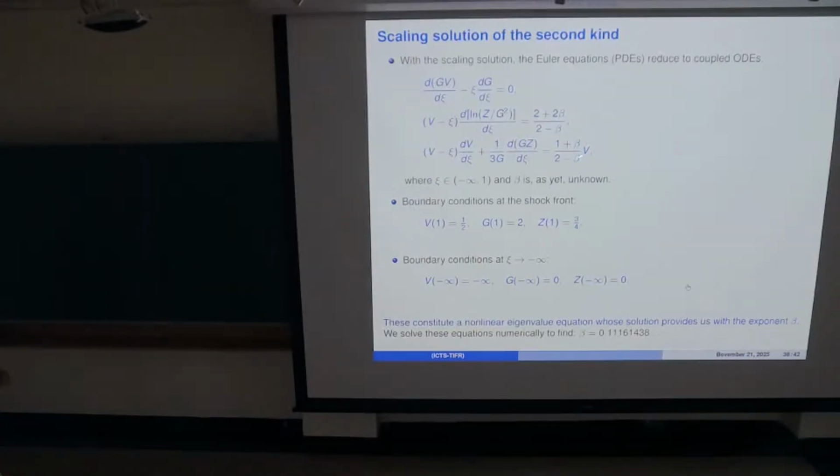But now this beta exponent is not known. You can just treat it as something you have to solve for with these boundary conditions. You try to estimate beta so that this is satisfied. Numerically, we solve this and find that beta is 0.11 whatever, and this is very close to what we get from the numerics.